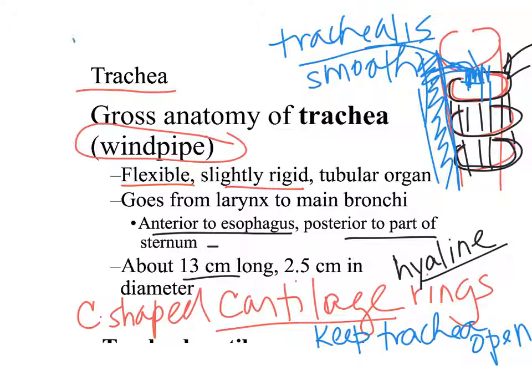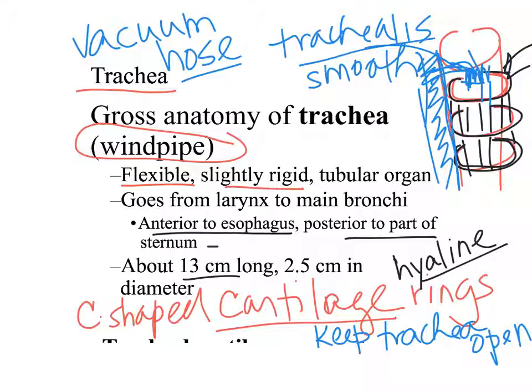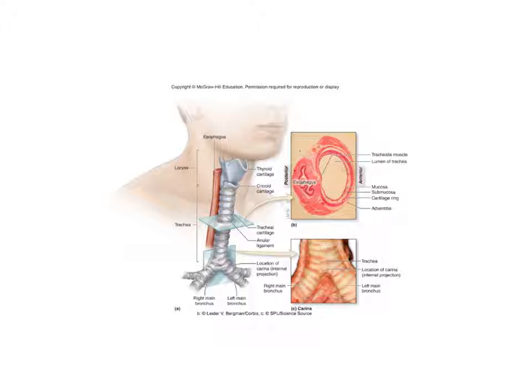So you could think about a vacuum cleaner hose. You know how it has metal rings in it to keep it open? It's kind of what the trachea is. All right, so here's another picture of it. Here's the larynx, here's the esophagus, and then the trachea.